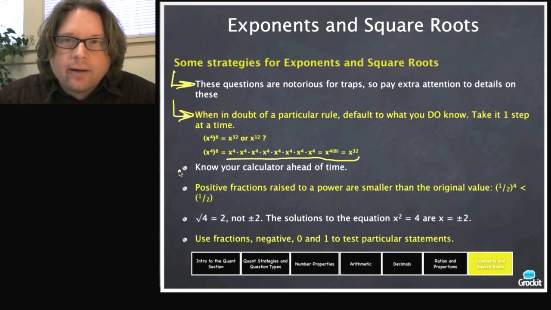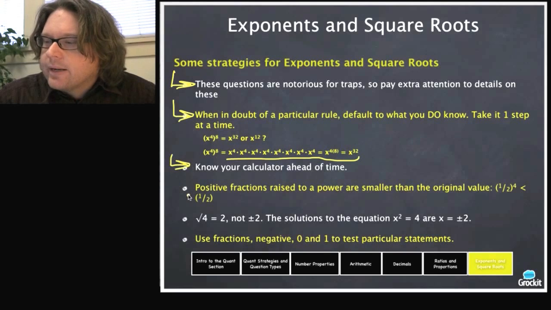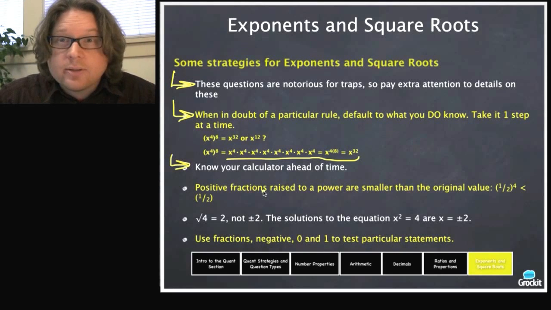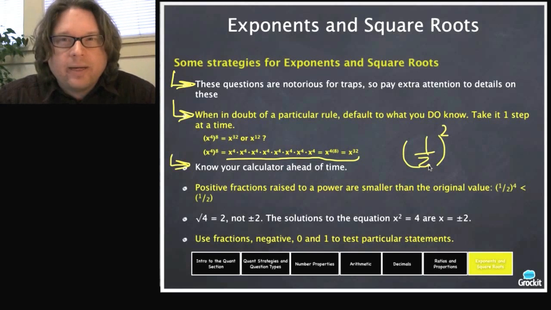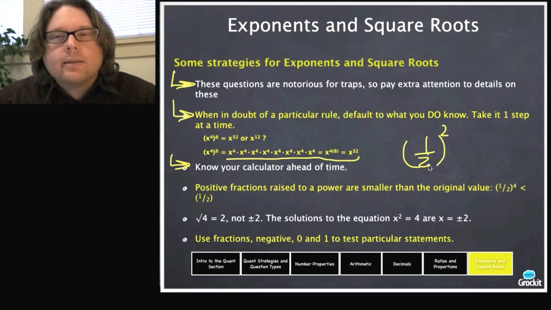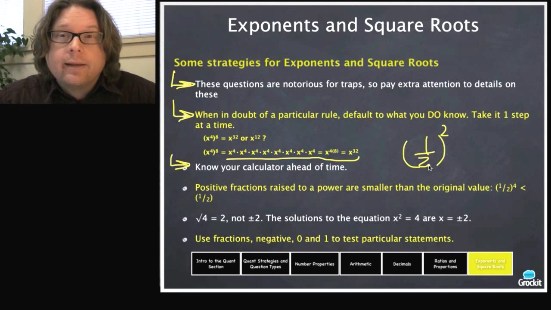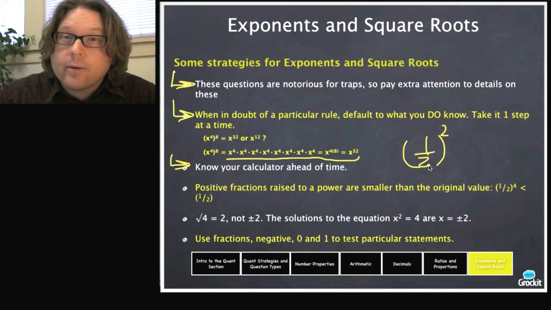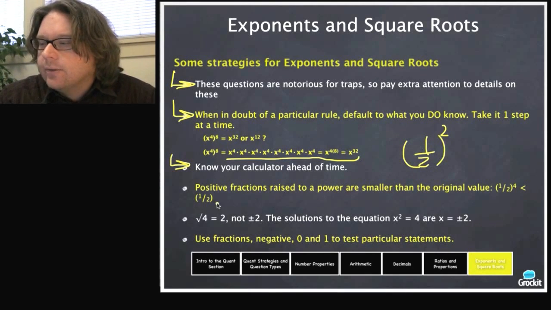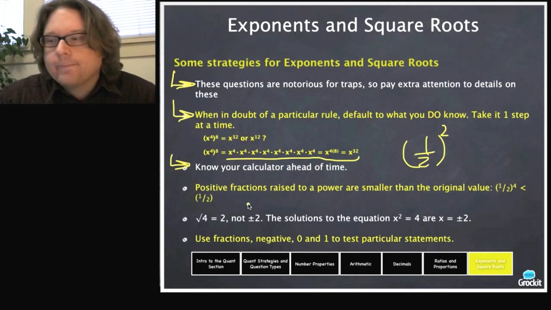Know your calculator ahead of time, so practice things that use the calculator like it is on the actual test. Positive fractions, this is one of the traps or the exceptions to rules. When you raise a fraction like 1/2 to a higher power, it becomes smaller. $500,000 is a bigger amount of money than half of $500,000, which is a higher power of the fraction 1/2. So note that they get smaller.